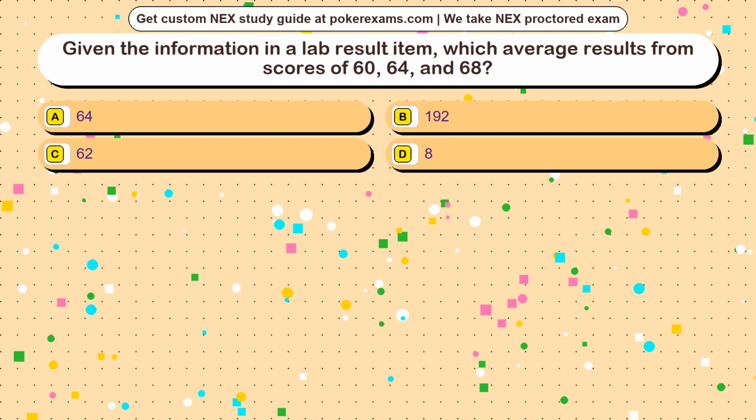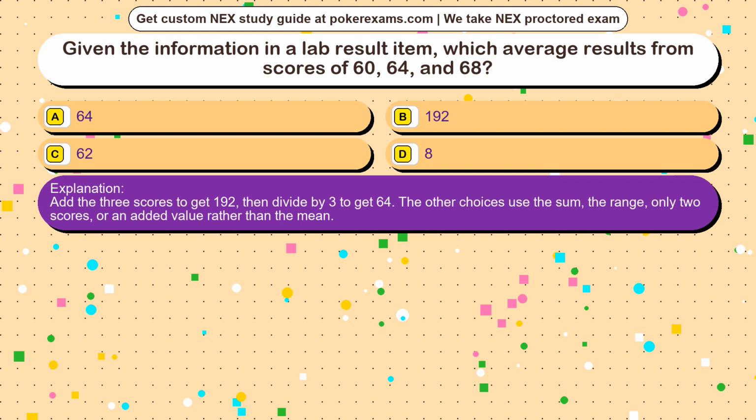The correct answer is option A. Add the 3 scores to get 192, then divide by 3 to get 64. The other choices use the sum, the range, only 2 scores, or an added value rather than the mean.